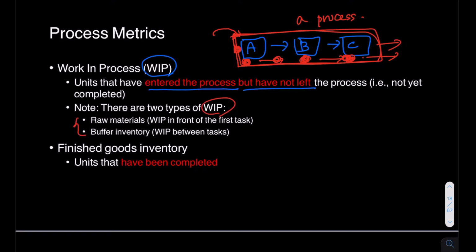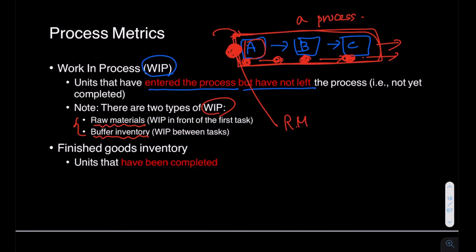The first one is called raw material. The second one is buffer inventory. Raw material means particularly inside this process, materials are in front of the first task, in this case, task A. So those materials just entered the process, but were not processed. They were not transformed yet. Then we call this type of material raw material.